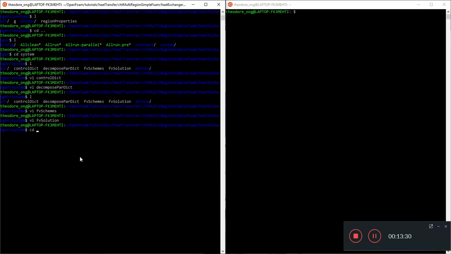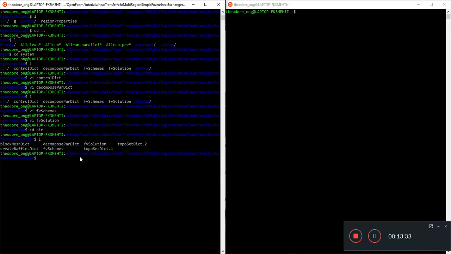Well, we'll have to look in, for example, air, and we'll realize, oh, in air, there's this block mesh dictionary, decompose parallel dictionary, FV solution, toposet, FV schemes, and create baffles dictionary. So you notice that for each region, we need to put the rest of the dictionaries in there, except this control dictionary, and then you have to have some kind of empty files, the FV schemes and FV solutions, along with the decompose parallel dictionary.